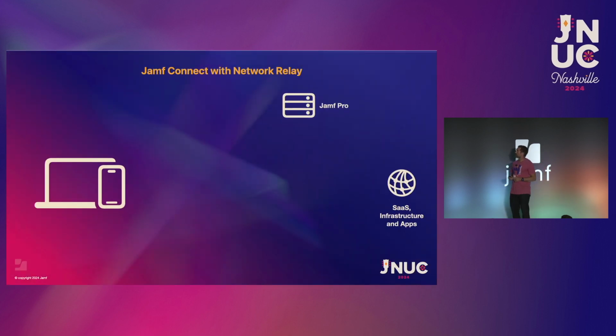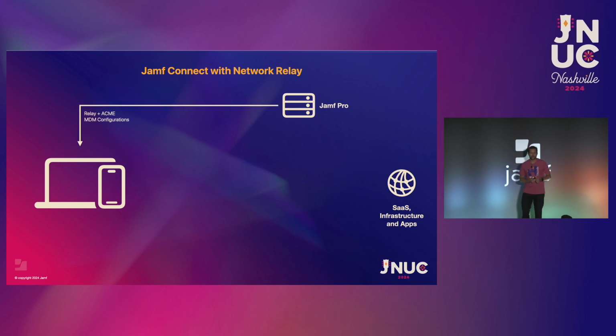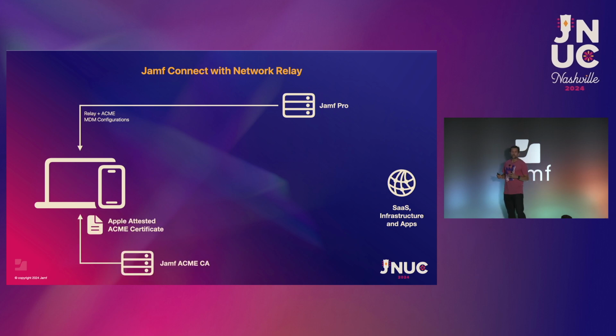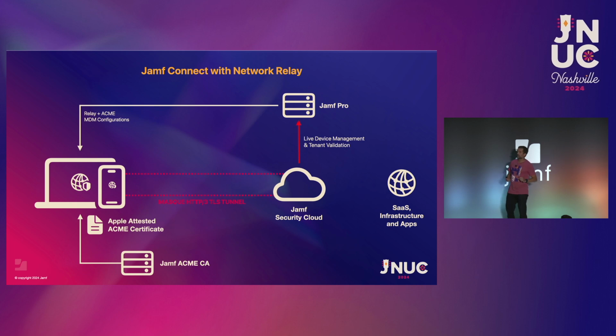So what we end up with, again, device on the left, data on the right. You have your Jamf Pro server. What we do is we deploy down to the device an ACME configuration profile as well as a relay configuration profile. Now, those cause the device to use a new Jamf ACME certificate authority that we have in the cloud that will allow you to get an attested Apple certificate, or a certificate attested by Apple, down to that device. Now, we attach that ACME certificate to that network relay configuration in such a way that we are now creating that tunnel to our Jamf Security Cloud in such a way that only those trusted, genuine devices will be able to create that tunnel and connect to that service.